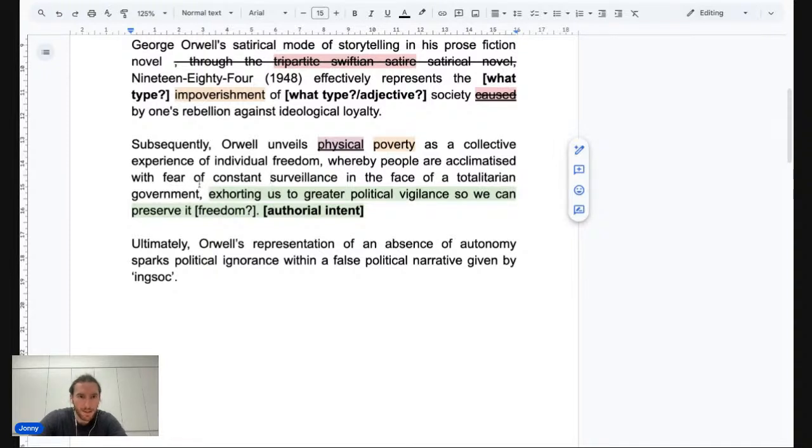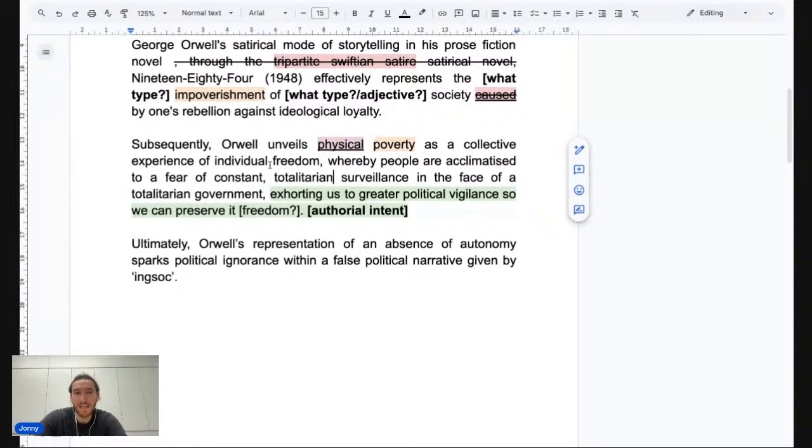People are acclimatized with fear. Yeah, again, you're trying to kind of jam that word in. It doesn't quite sound right with acclimatized. People are acclimatized to a fear of constant surveillance in the face of a totalitarian government. See, constant surveillance in the face of totalitarian government, those things are too similar. I would probably just pick one: whereby people are acclimatized to a fear of constant, you could just say totalitarian surveillance, because it's just getting a bit wordy. I don't even know if you need a comma there.